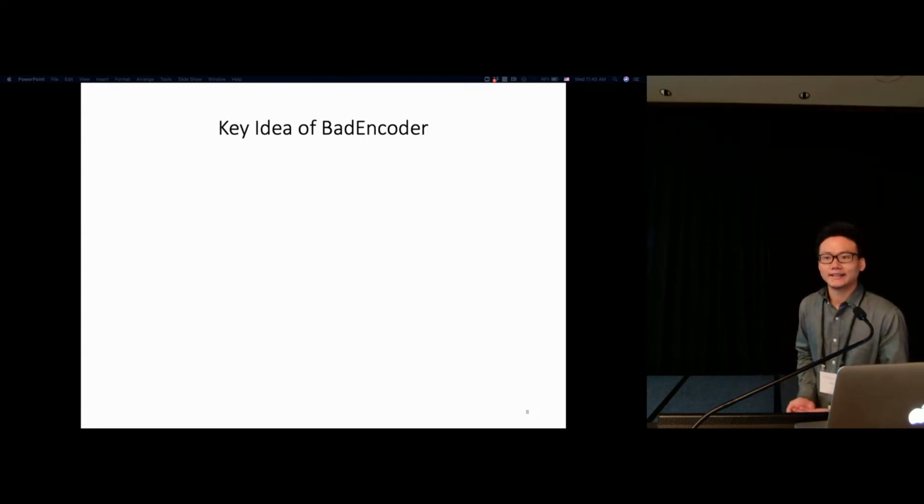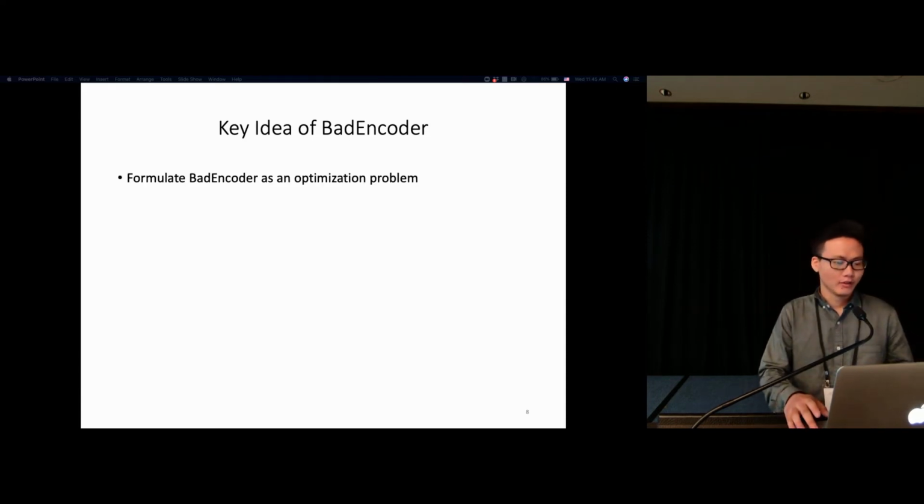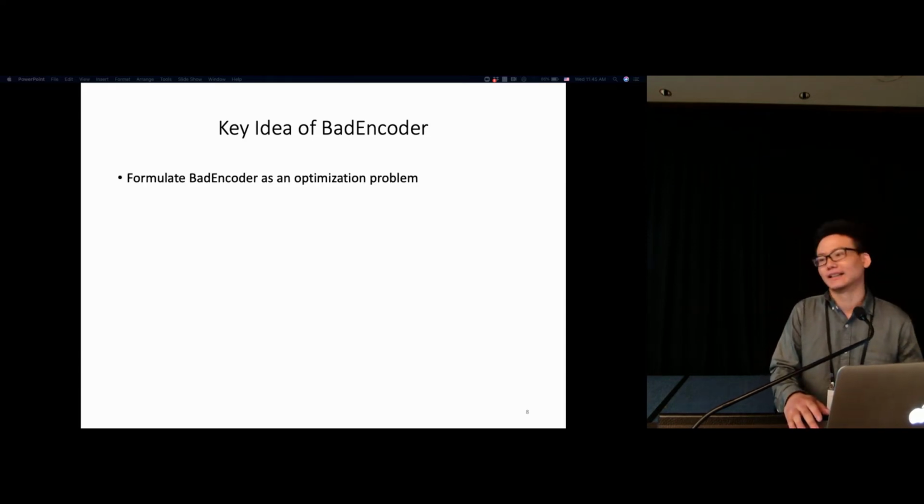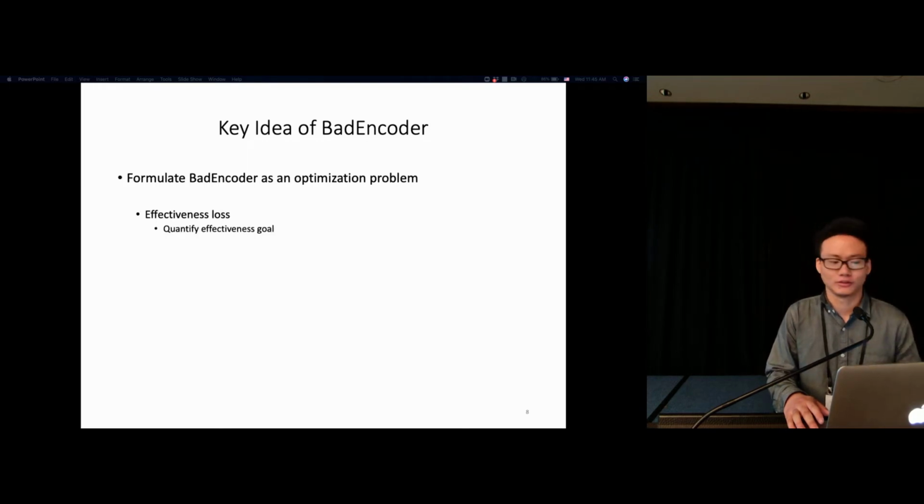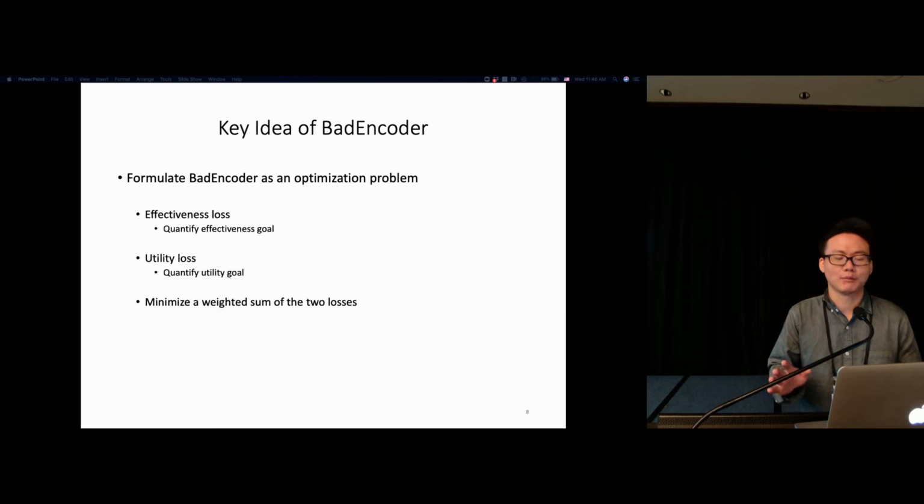The key idea of BadEncoder is that we can formulate it as an optimization problem. We use the effectiveness loss to quantify the effectiveness goal, and the utility loss to quantify the utility goal. Then we minimize a weighted sum of the two losses to craft a backdoor image encoder from a clean image encoder. However, quantifying those goals faces several challenges.